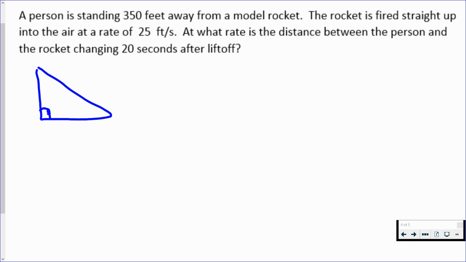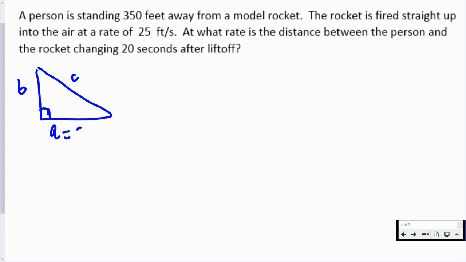And then I usually use A, B, and C as my sides because we know how to relate the sides of a right triangle using the Pythagorean theorem. So that's just usually what I end up using. You don't have to do that, but that's usually what I do. Let's see what we know.